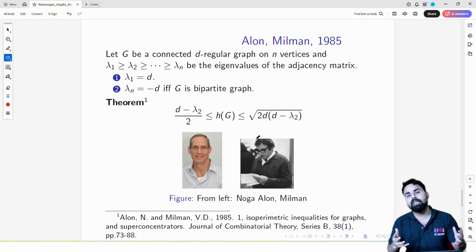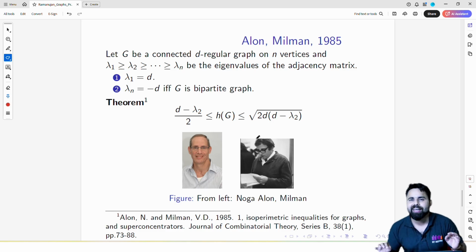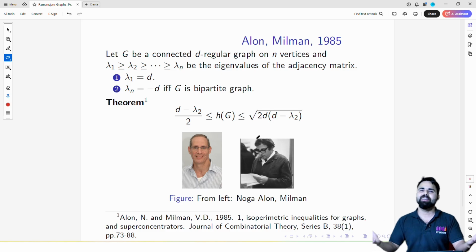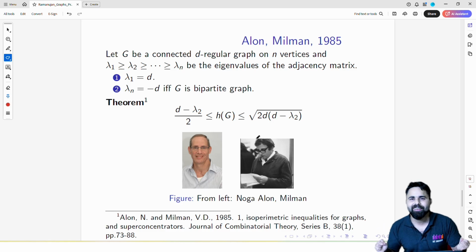Now let me read. The expansion ratio is always greater than or equal to (d minus lambda 2) divided by 2, and always less than or equal to the square root of 2d times (d minus lambda 2). We will see the proof of the lower bound in the next lecture, but on both sides there is a quantity d minus lambda 2. If this quantity is larger, then h(G) is larger and the graph is better connected.